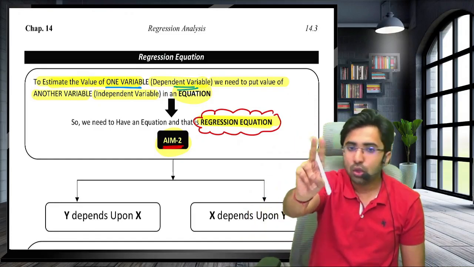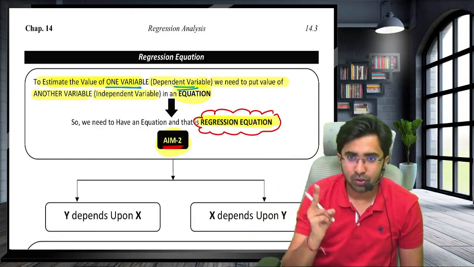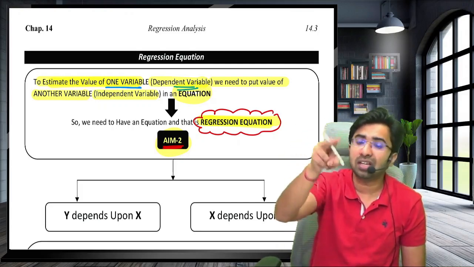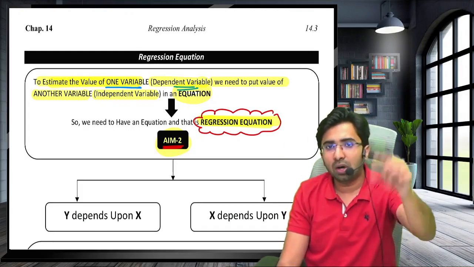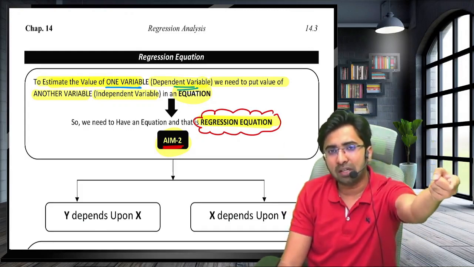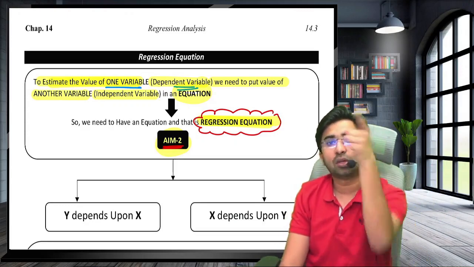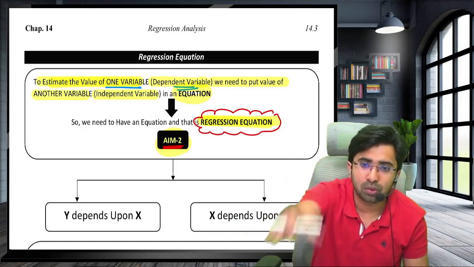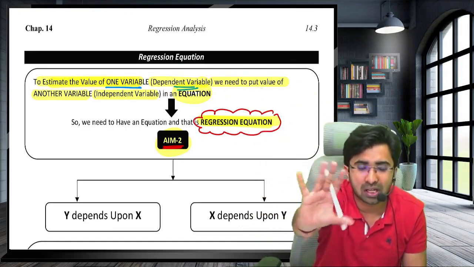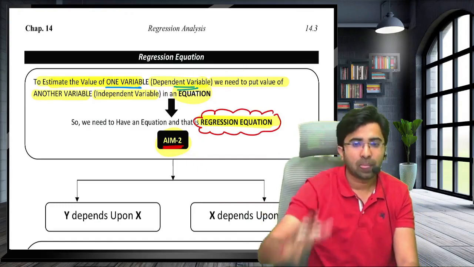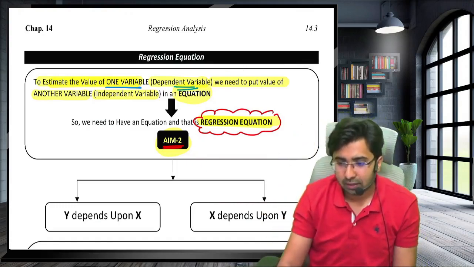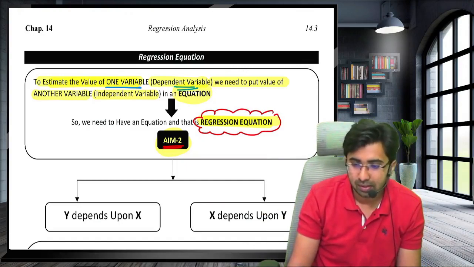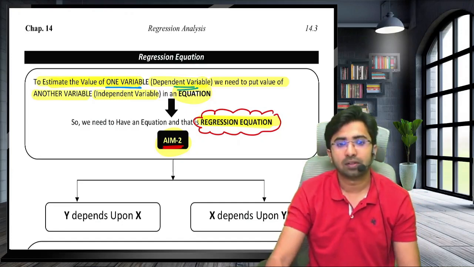Can I say you cannot achieve your aim number 3, that is the final aim, unless you have already achieved aim number 2? I cannot estimate the value of one variable unless I have the regression equation. I need to have the equation first. If I have the equation, I can put the value and get the answer. Without an equation, I cannot estimate the value. Say yes or no. Sanjay, without an equation, can you estimate the value?